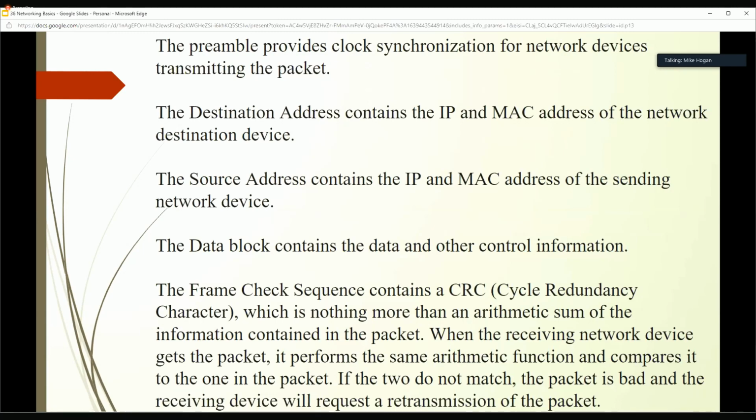And you can see a little bit about what each area does. A preamble provides clock synchronization for the network devices transmitting the packet, so make sure that things are synchronized. We have that destination address, both IP and MAC, and source address, IP and MAC. And then once again, beyond the data, the FCS has the function to make sure that the packet received matches the packet that was sent. And this is an arithmetic sum of the information contained in the packet. If something doesn't match, then it knows that there was a problem with the packet and it will be retransmitted.